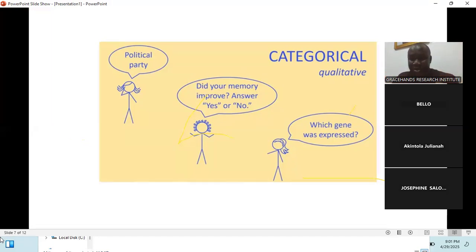Political parties, that's options. You know how many political parties we have in your country. So the respondent can pick any of them. By respondents, I mean people that are filling your questionnaires, people that are part of the survey. Did your memory improve? The answer is yes or no. That's categorical. Which gene was expressed? We have options. So any variable that has options is a categorical variable and it's qualitative. Am I making sense?